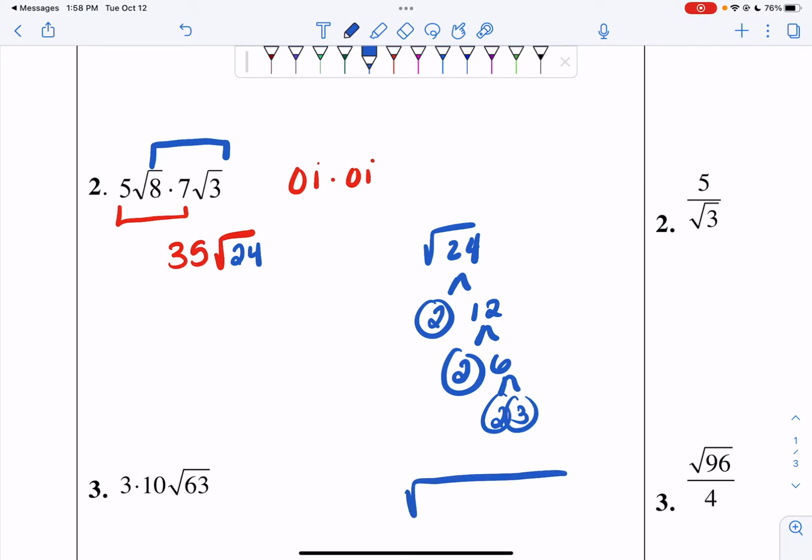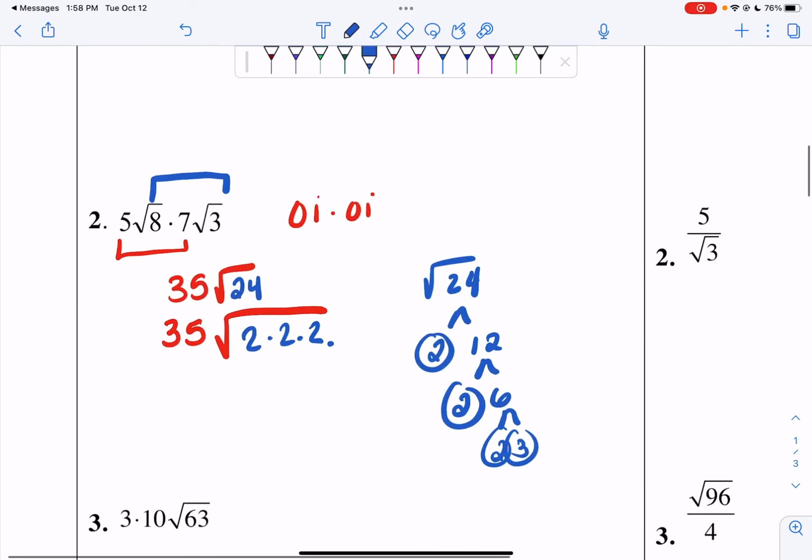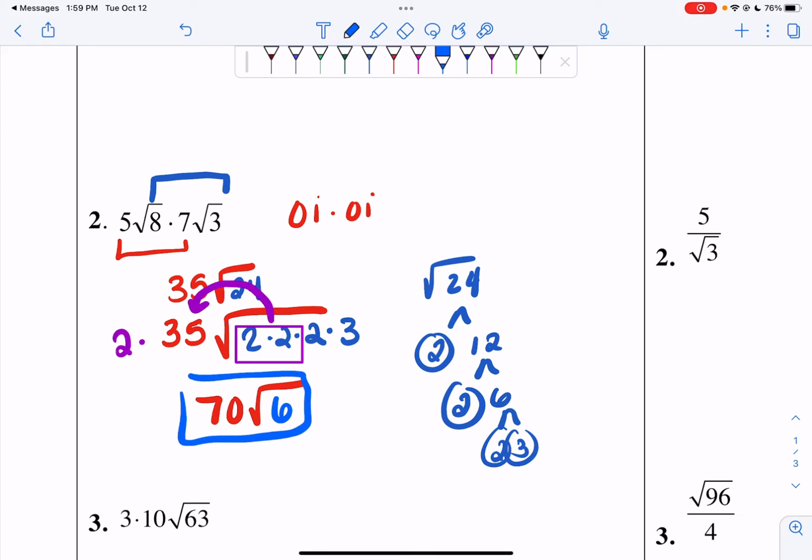So I circle those and put all those numbers under a radical. So I have 35 radical, three 2s, and then a 3. Now I ask myself, double on the inside, single on the outside. I have a double 2, and that 2 becomes a single on the outside. So I'm going to be doing 2 times 35, which is 70. And then I do the inside, so 2 times 3 is 6. So my final answer is 70 radical 6.